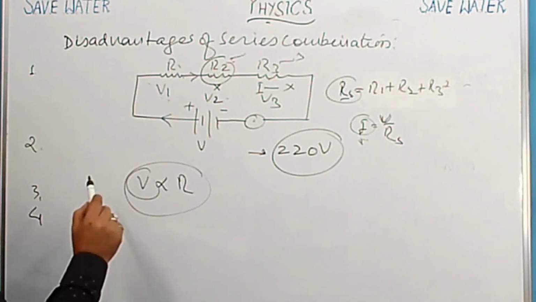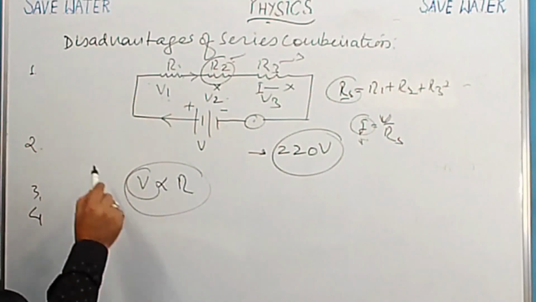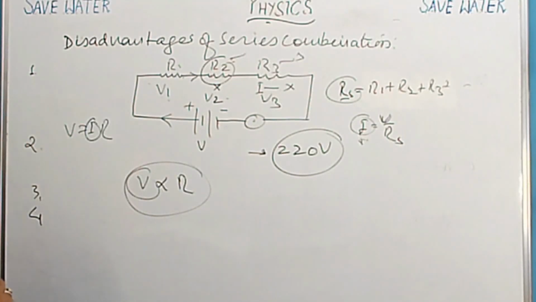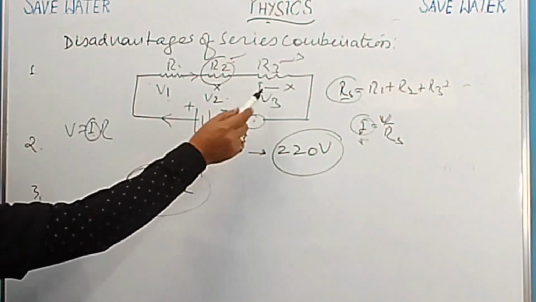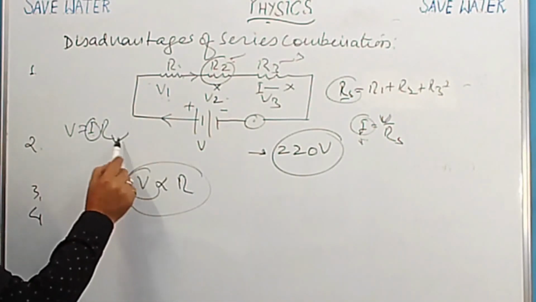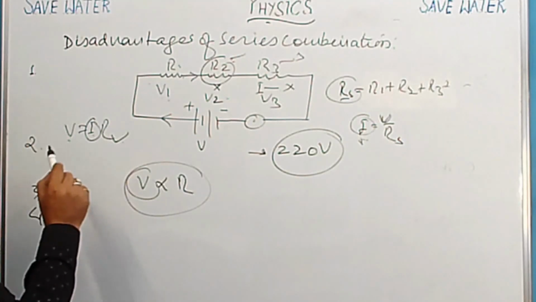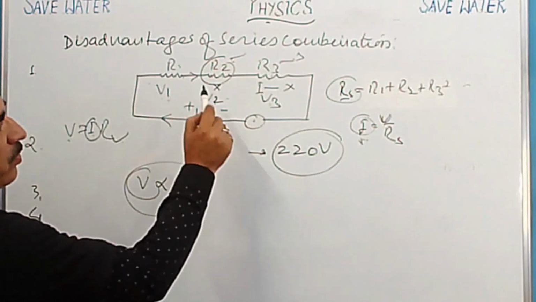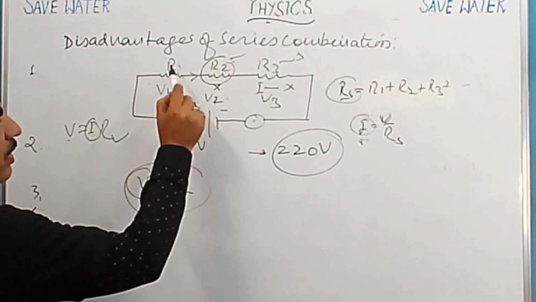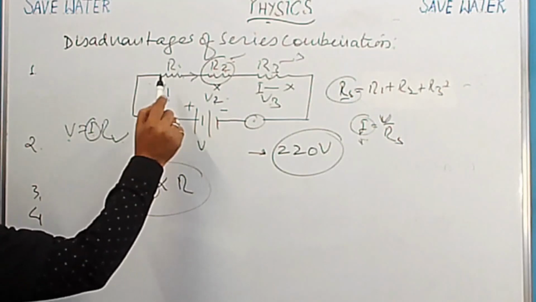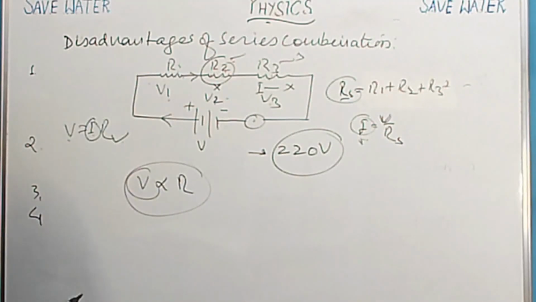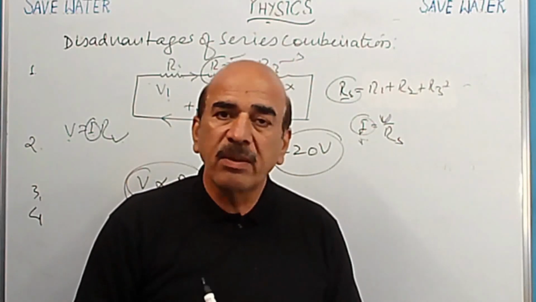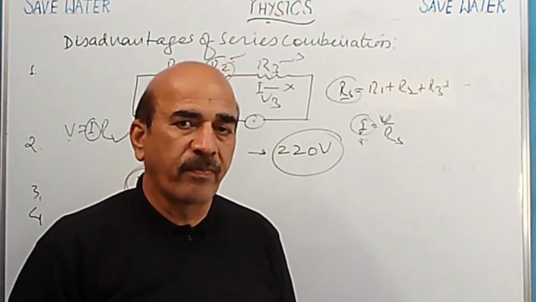भी ज्यादा होगा. Okay? Because again remember, since V is equal to IR and I is same here in each resistor, तो जिसका R ज्यादा होगा उसका potential difference भी ज्यादा होगा. If R3 is greater than R2, then V3 is greater than V2. If R2 is greater than R1, then V2 is greater than V1 because current is same in all the resistors. So this is the most important point which you have to remember. This is important for competitive exams also.